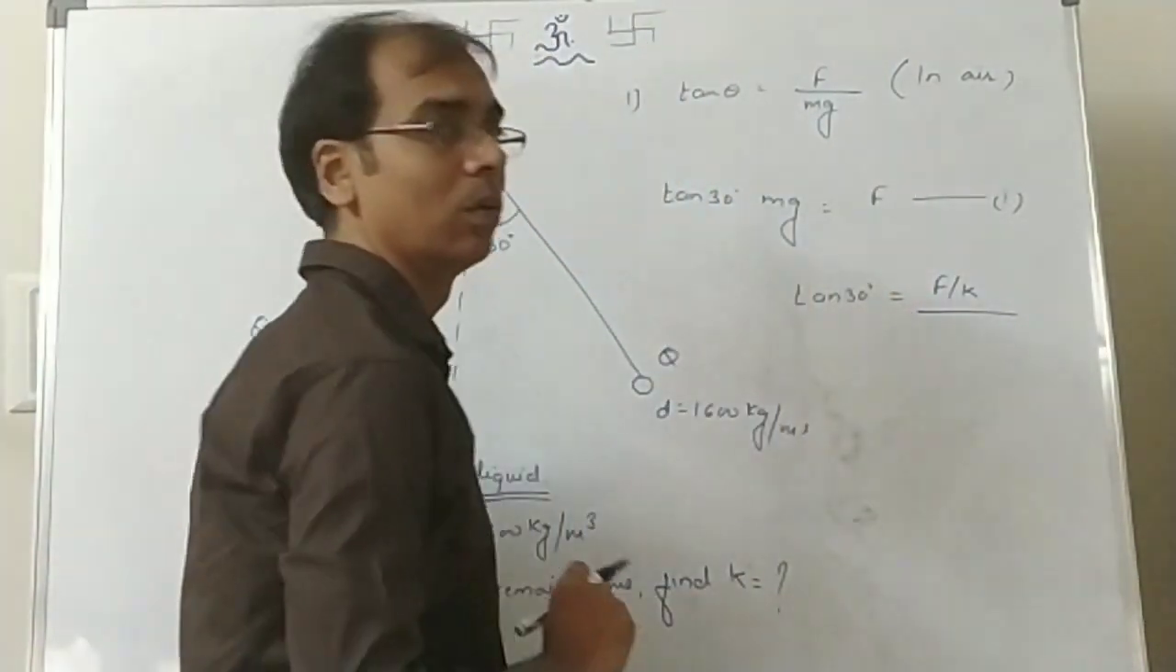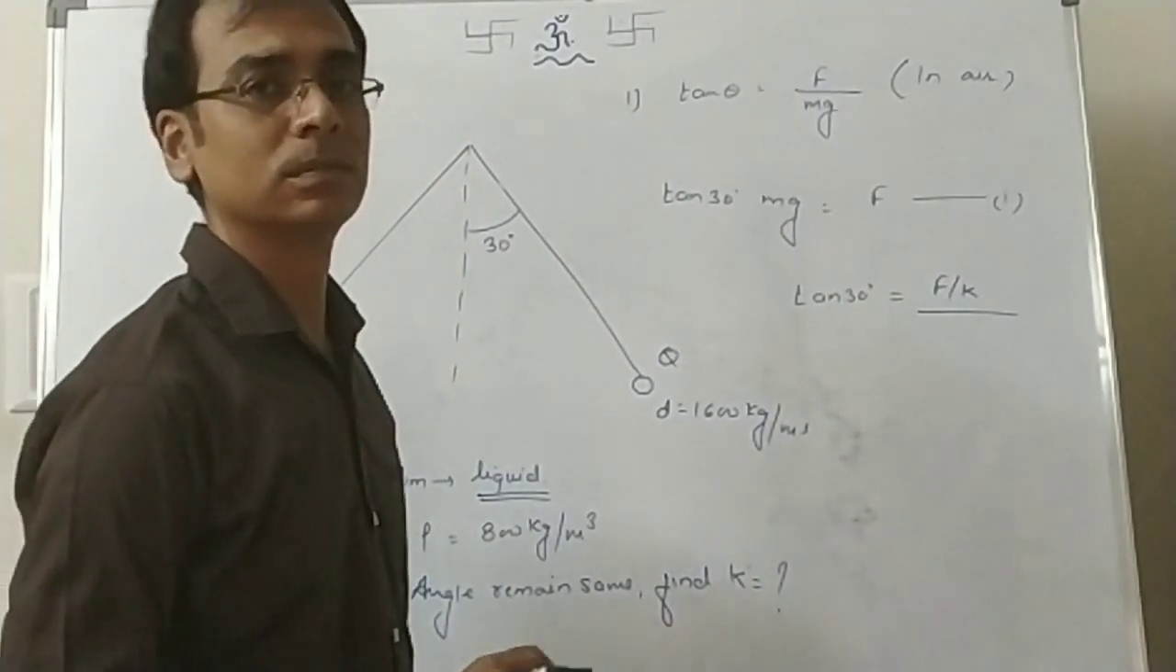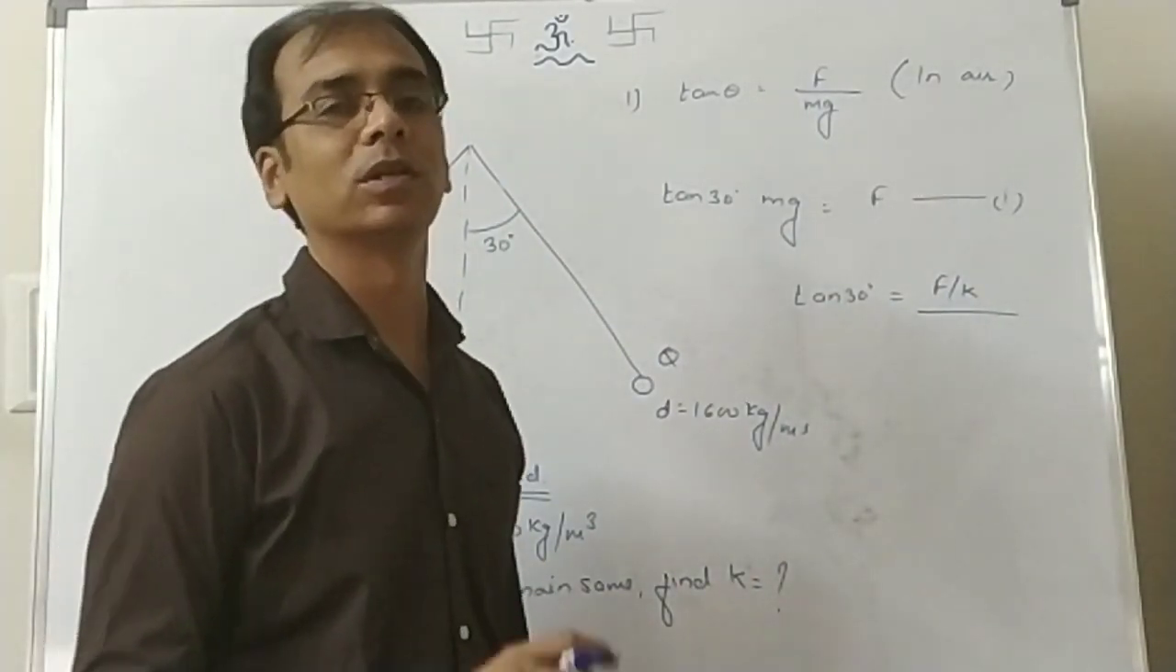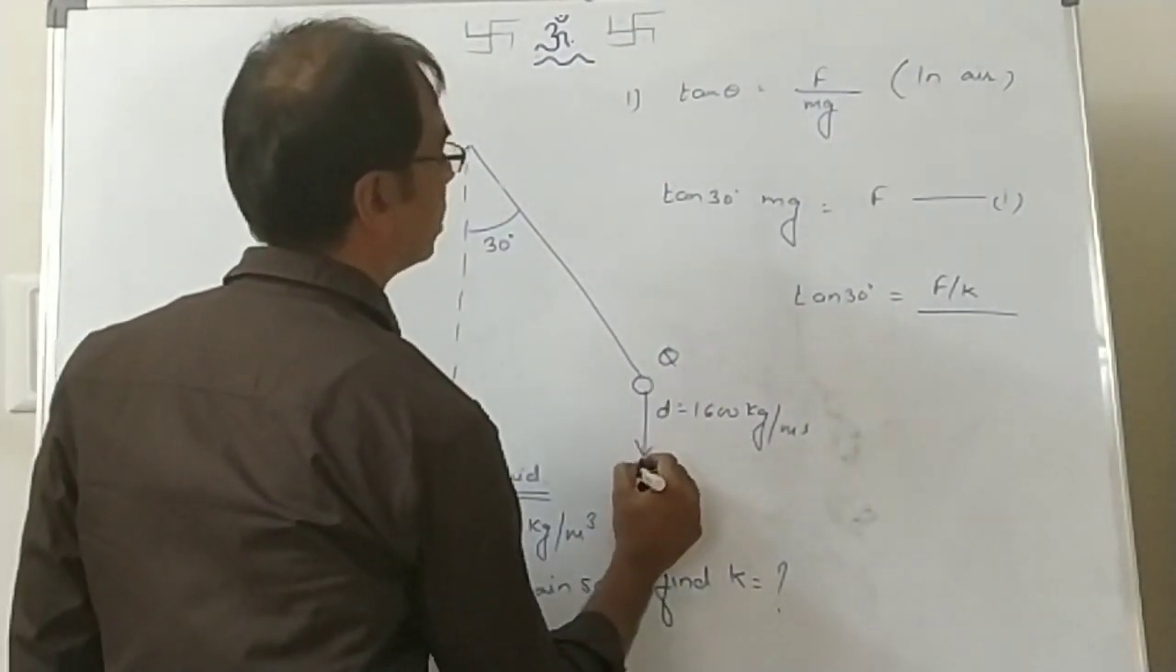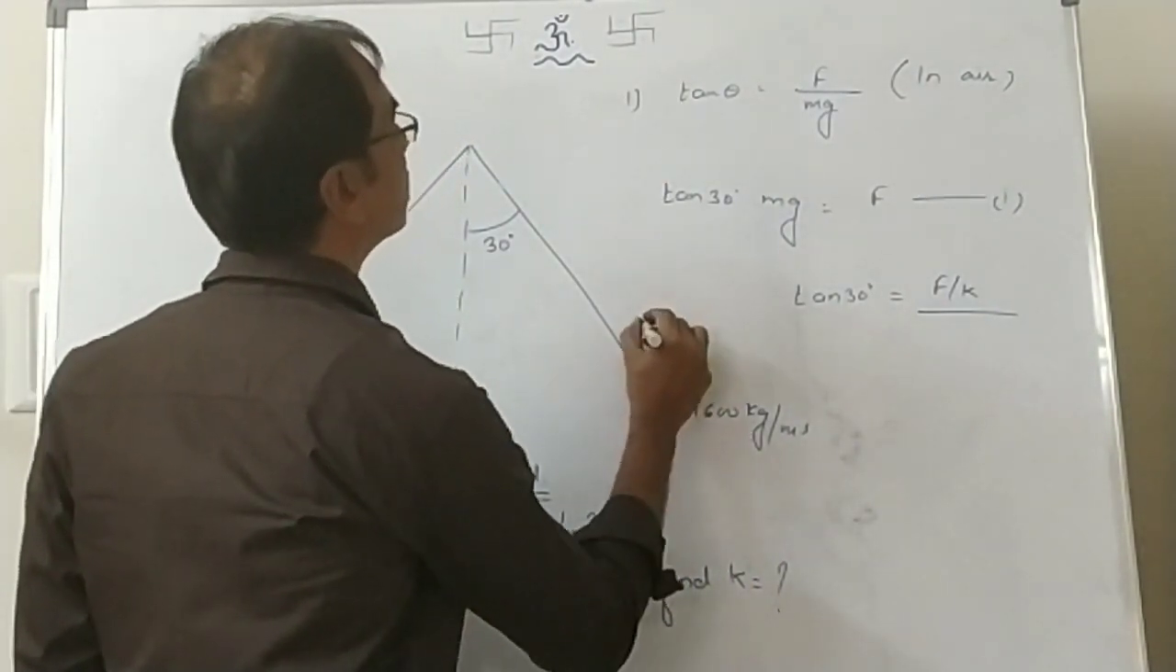What will happen to the weight now? Will it be mg or less? Less. Why? Because the buoyancy force is also acting. So mg will be acting downwards, and the buoyancy force will be acting upwards.